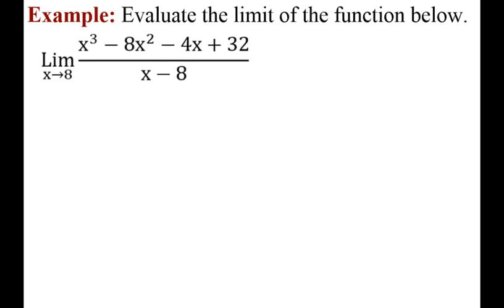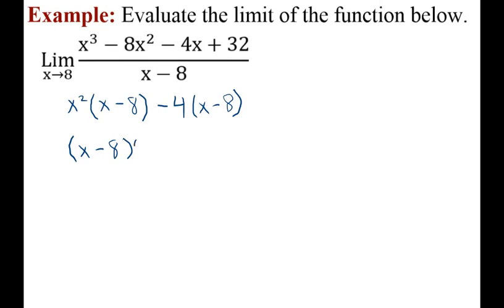Another factoring example that I have here is a different kind of factoring. If you remember, when there are 4 terms, you can most likely look to see if you can factor by grouping. If we factor out the GCF of the first two terms, which is x squared, you're left with x minus 8 on the inside. For the other two terms, the GCF of negative 4 and 32 is negative 4. If you put that numerator together, you factor out the x minus 8, and you're left with x squared minus 4.